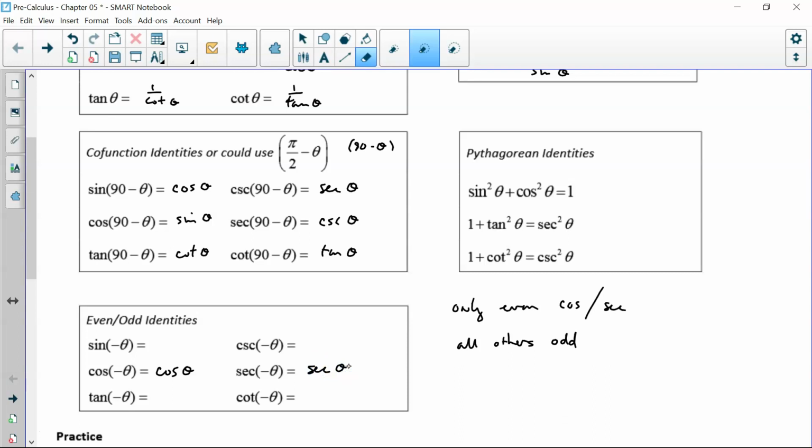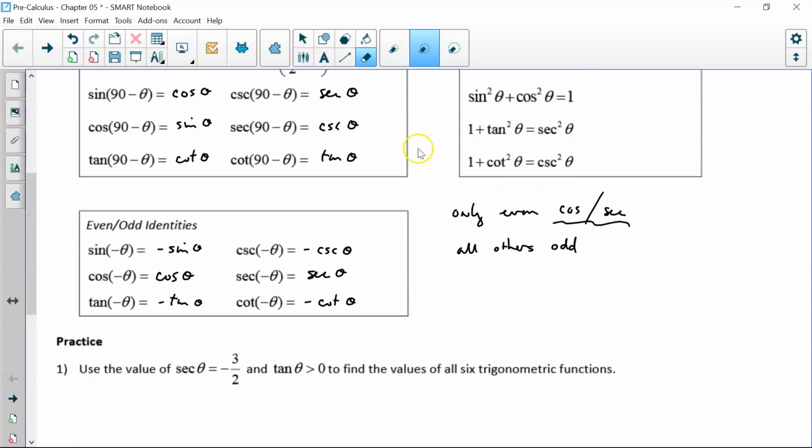For an odd function, it's -1 times the function, unlike the even ones. So the sine of negative theta is -1 times the sine of theta. Tangent of negative theta is -1 times the tangent of theta. Cosecant of negative theta is -1 times the cosecant of theta. And cotangent of negative theta is the same as -1 times the cotangent of positive theta. The only ones that are even are cosine and its reciprocal, secant.